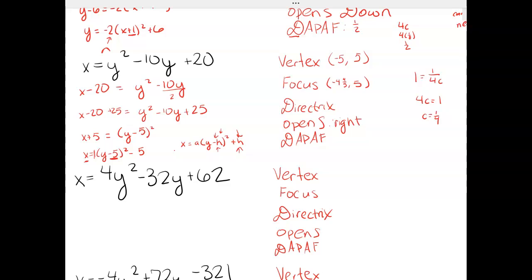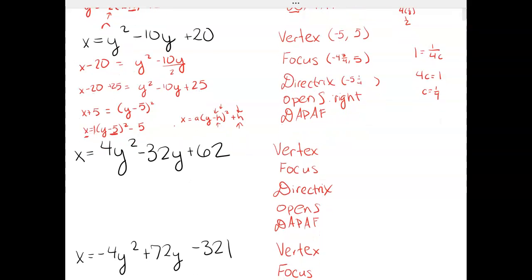And my directrix should be in the opposite direction, which is a negative direction, moving left this time. Should be negative 5 and 1/4. I don't know why I wrote 4/5. That was dumb. Alright, let me try that again, 4 and 3/4. Alright, and then my distance across the parabola at the focus should be just 4c. Well, c in this case is 1/4, so all in all, my distance across the parabola at the focus should just be 1.